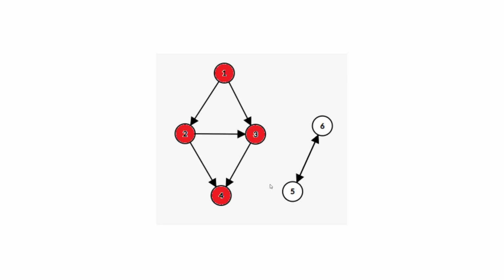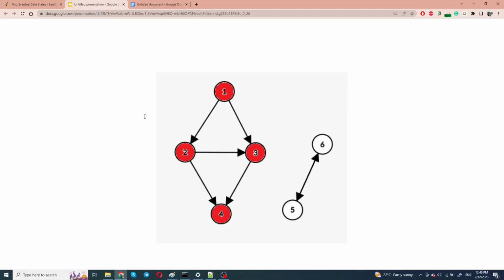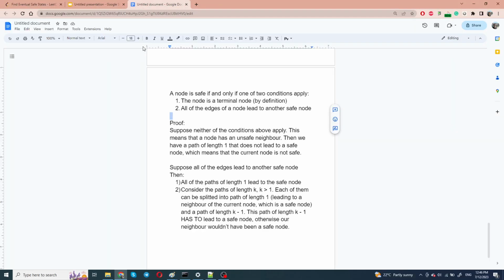And now I'm going to formally prove this statement. So if you like proofs, please stick around, and if you don't, please move to the next chapter. So our statement goes like this. A node is safe if and only if one of two conditions applies. Either the node is a terminal node, then by problem statement, by definition, it's a safe node. Or all of the edges of a node lead to another safe node.